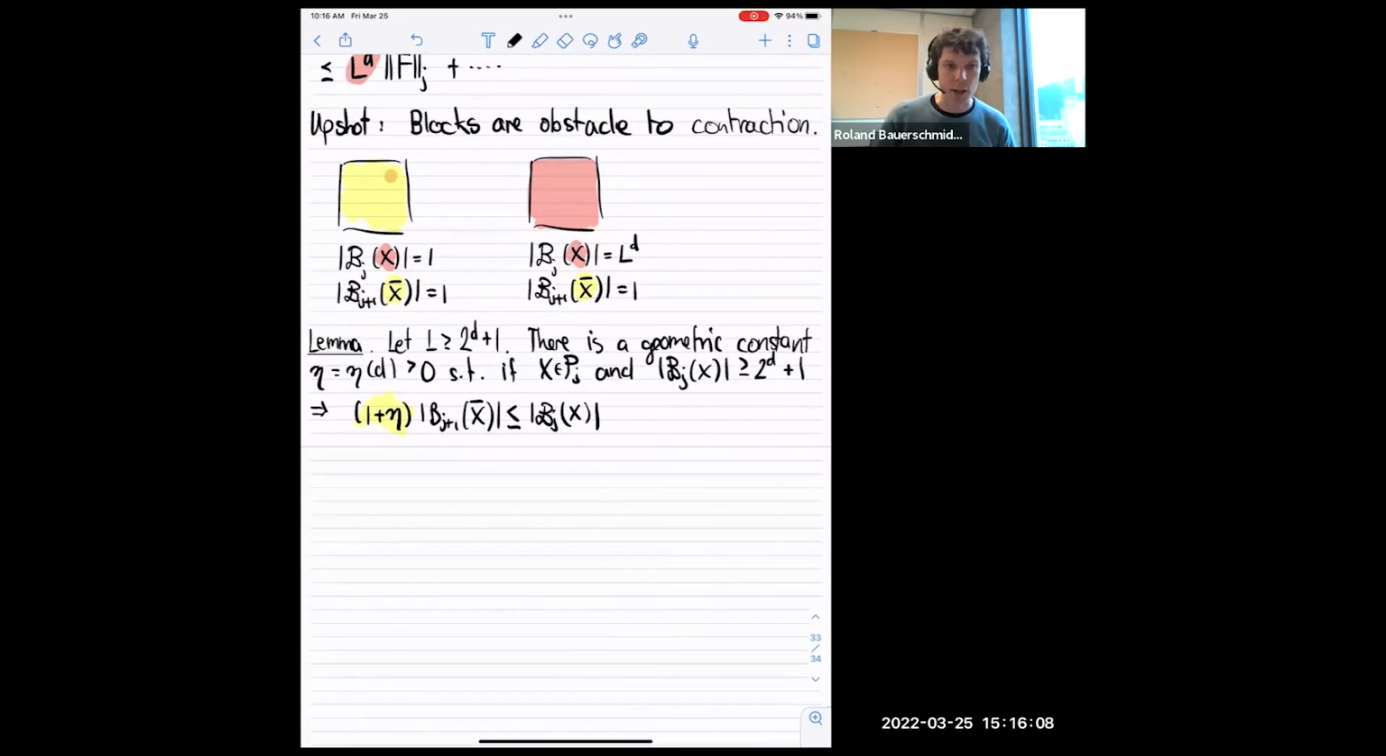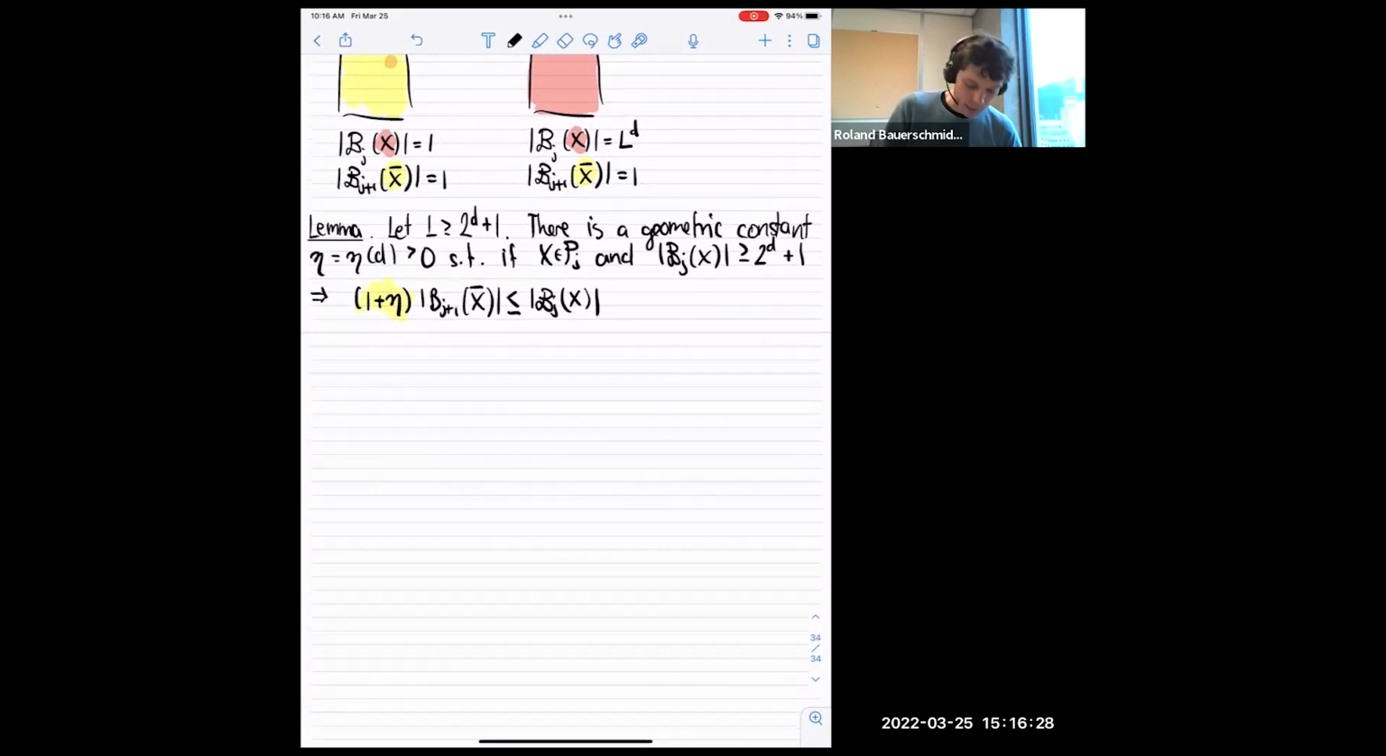So this is a combinatorial fact. And it turns out that it implies that all sets or all polymers X, which have at least 2 to the d plus 1 blocks in them, they're unproblematic. They're easy to handle. And I'm going to show this next. And it motivates this definition.